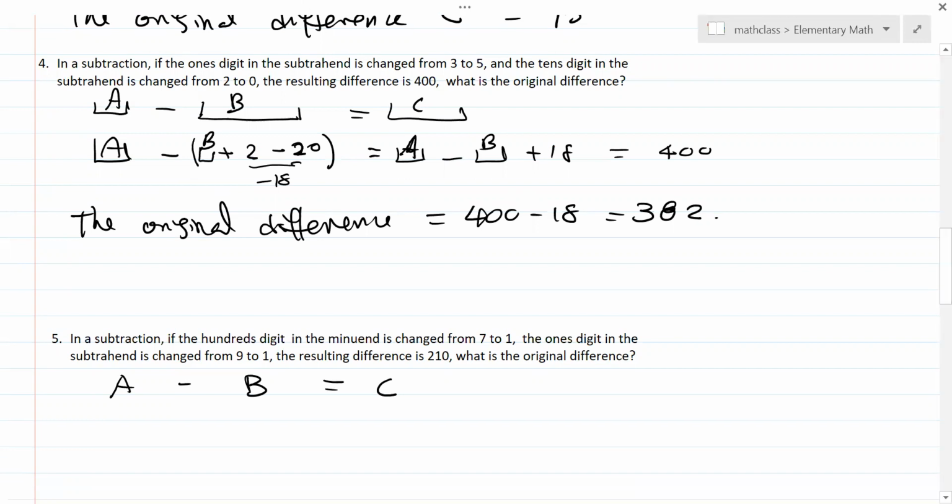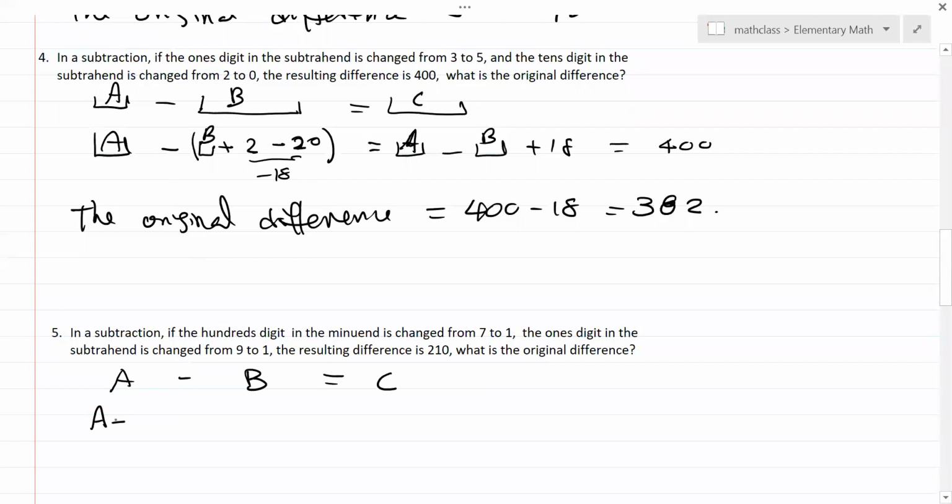From 700 to 1 means the first number decreased by 600, okay? This is our first part. The second part, you look at B. Subtract the ones digit, which is changed from 9 to 1, so decreased by 8. And then the result will be 210. Okay, so you translate that problem.